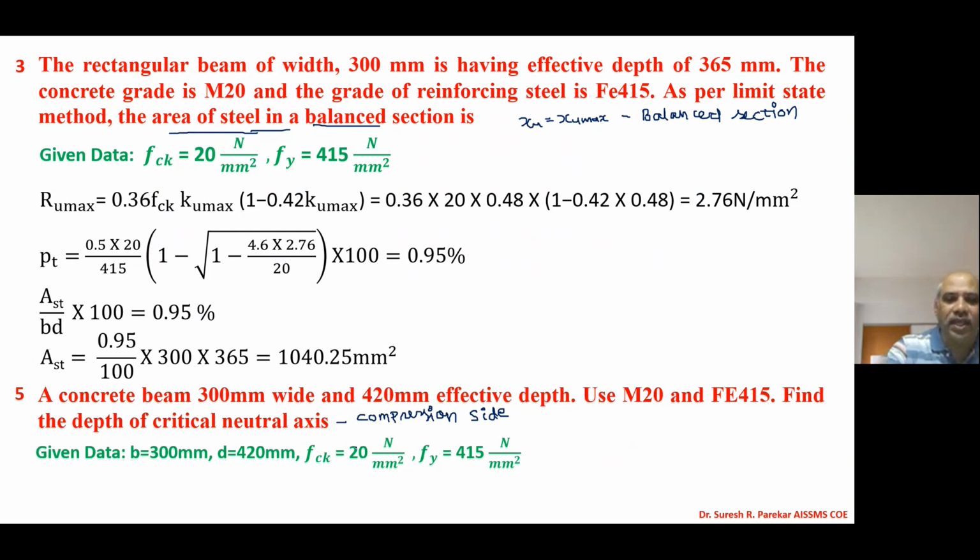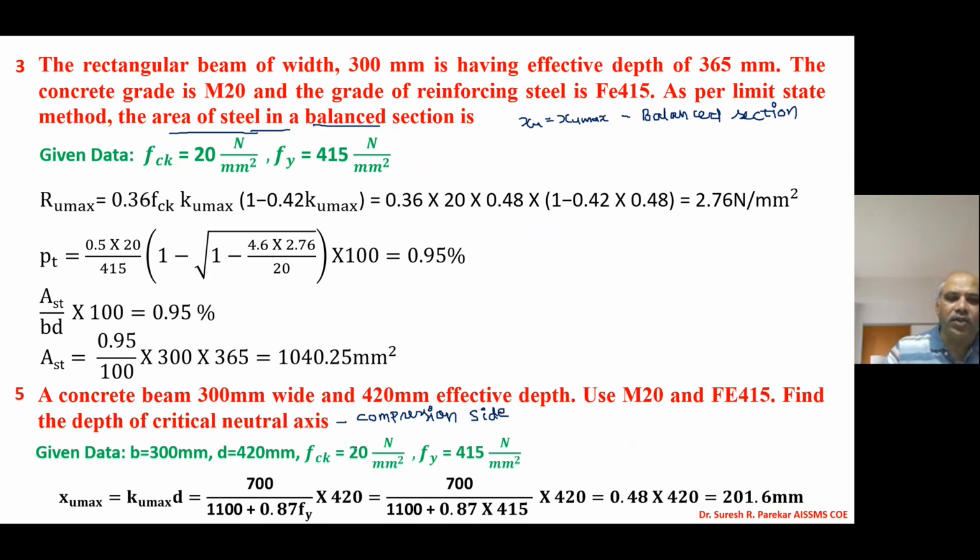Then d of 420 millimeters is given, b is given as 300, and we are interested in finding Xu max. We will get Xu max equal to 201.6 millimeters, because for Fe415 you can directly go for the Ku max value of 0.48. Just substituting that value, we get Xu max.